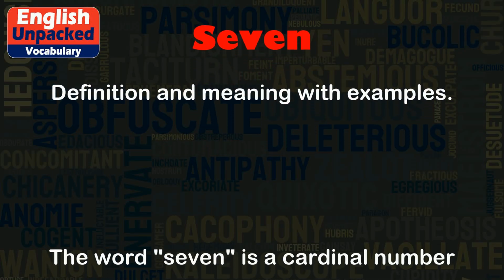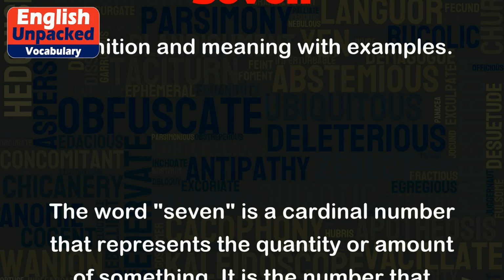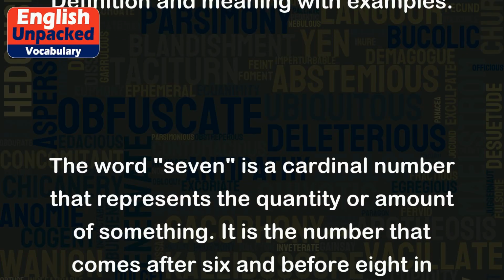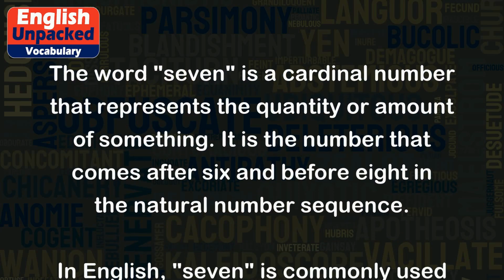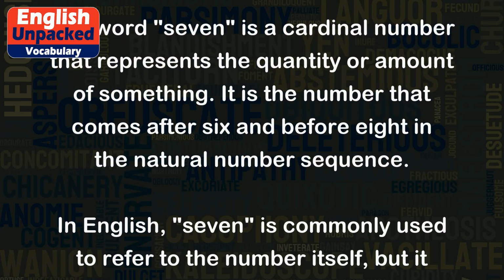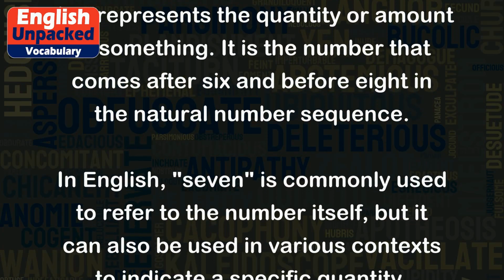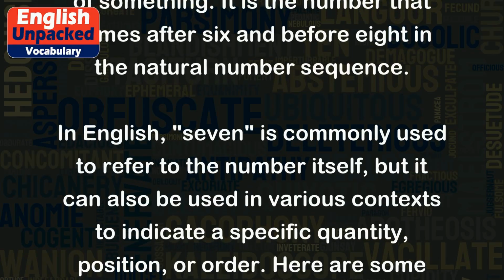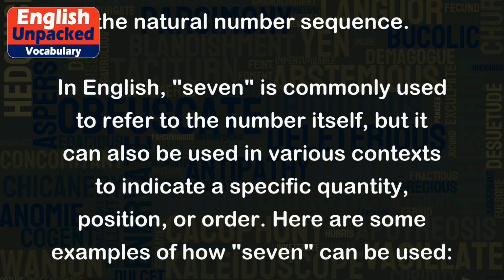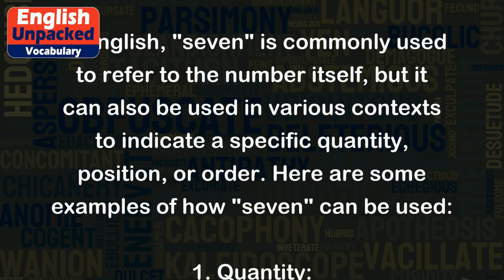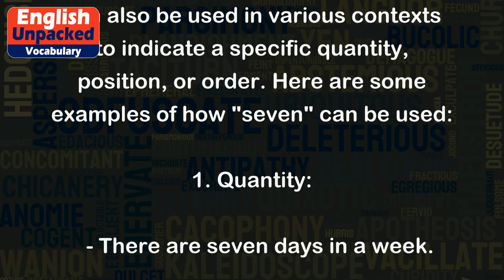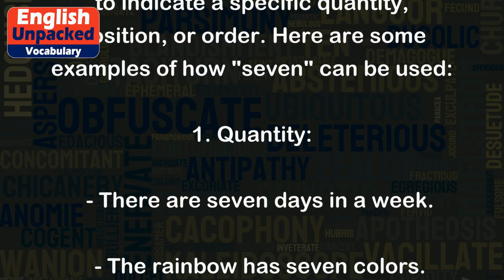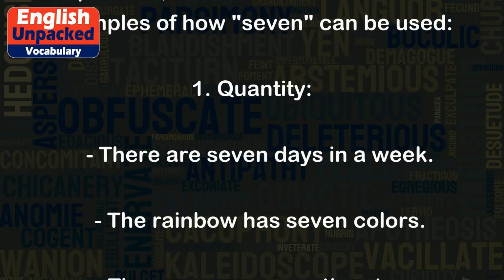7. The word ʻsɛvən is a cardinal number that represents the quantity or amount of something. It is the number that comes after 6 and before 8 in the natural number sequence. In English, 7 is commonly used to refer to the number itself, but it can also be used in various contexts to indicate a specific quantity, position, or order.